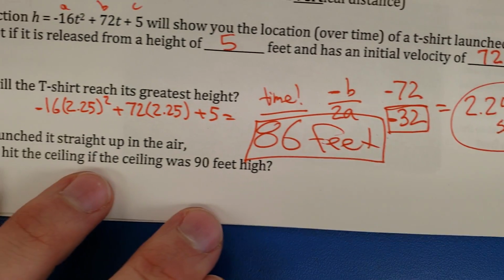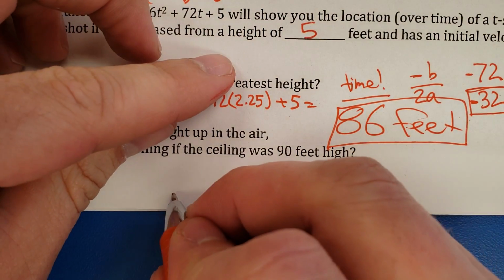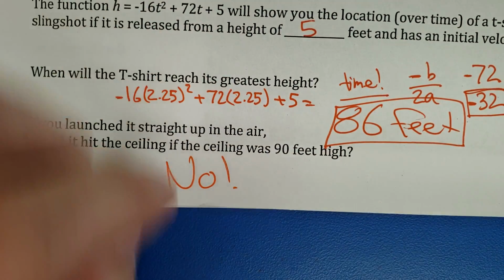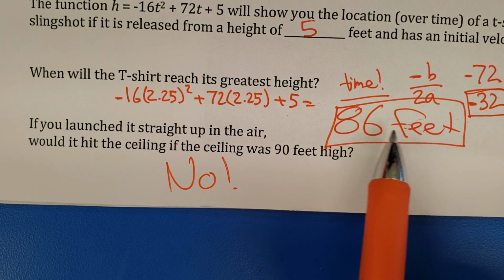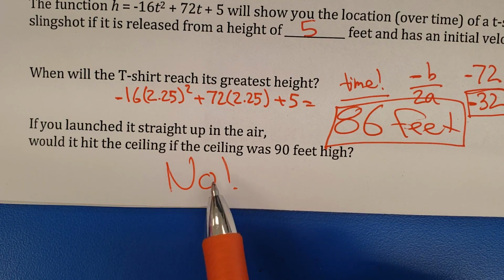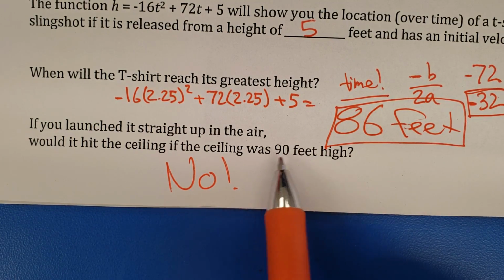Now think logically here, friends. If you launched it straight up in the air, would it hit the ceiling if the ceiling was 90 feet high? I would probably say no. Students, you can only go 86 feet. The best you can do is 86 feet if you throw it straight up in the air. So is it going to hit 90? No, not even close. That's just common sense. If this is the highest it can go, it ain't going to get that.